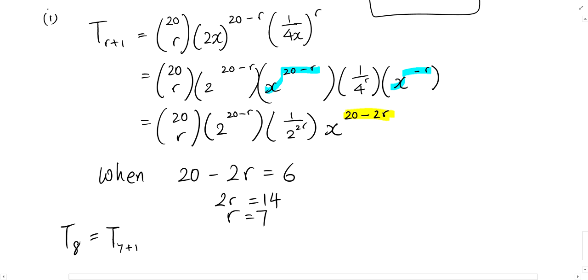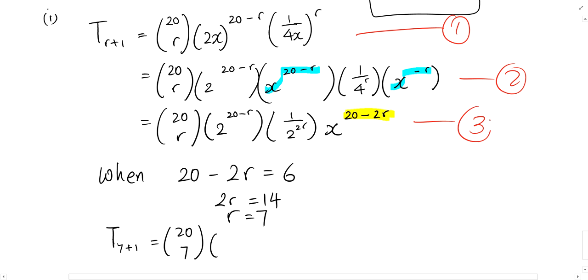When they say find the term containing x power 6, you better not tell me that it is term number 8. I want the value of the term. You don't tell me it's term number 8. So it is T 7 plus 1 equals 20 choose 7. And you can choose to sub into any of these, either your equation number 1, 2, or 3. Which one do you prefer to sub in? I prefer to sub into the last one. Whichever one doesn't matter. Choose whatever is easier for you.